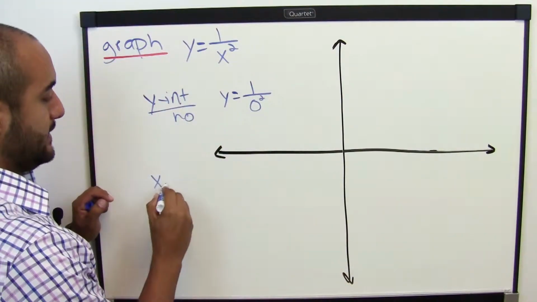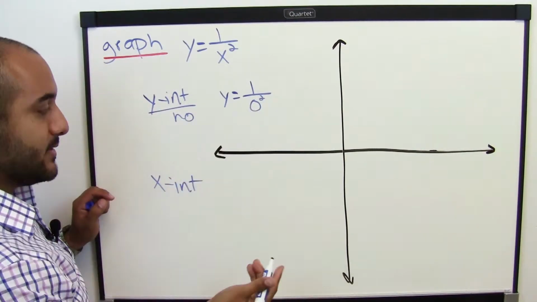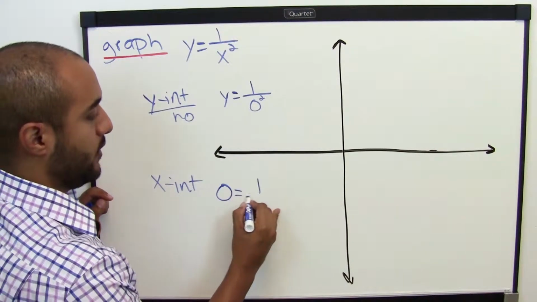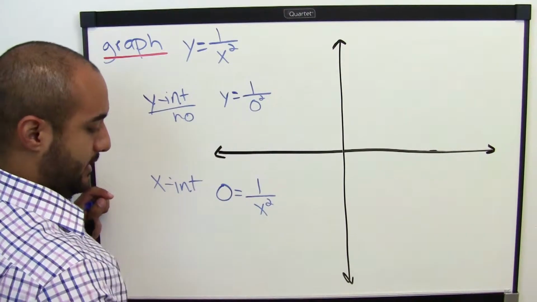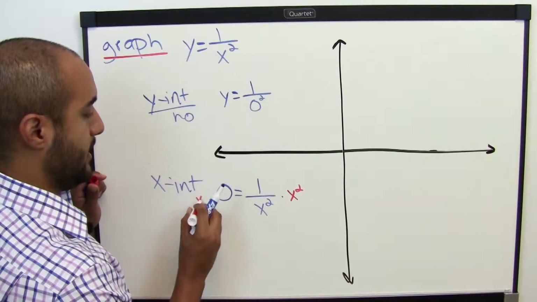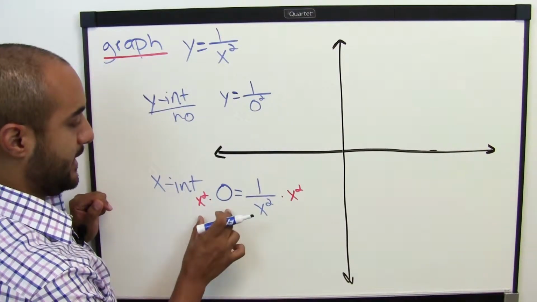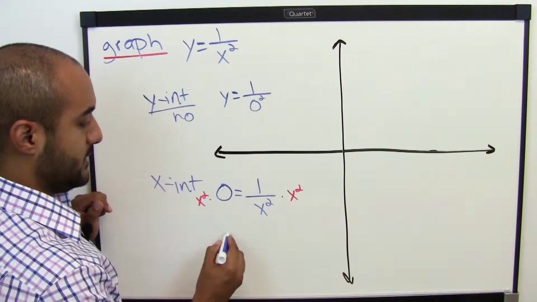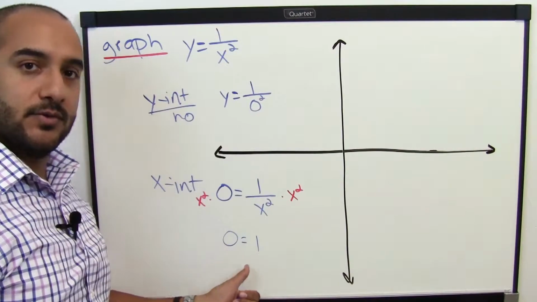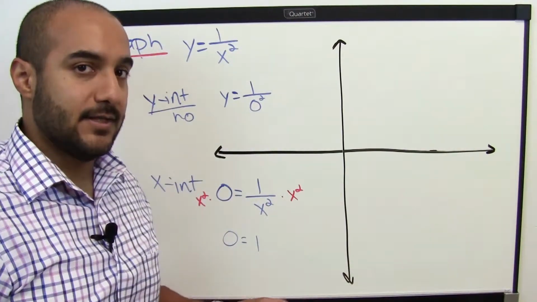Now, okay, well, at least let me look for an x-intercept. So that's when my y's are equal to 0. So if I do that, I'll get that 0 is equal to 1 over x squared. If I then try to solve for x, I multiply by x squared on both sides, and I get 0 times x squared is equal to 0, and this is left as 1. And this says that 0 is equal to 1, which we know is not true. Therefore, that means that there's also no x-intercept.